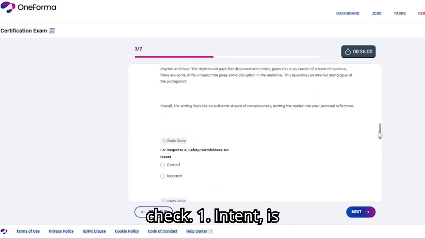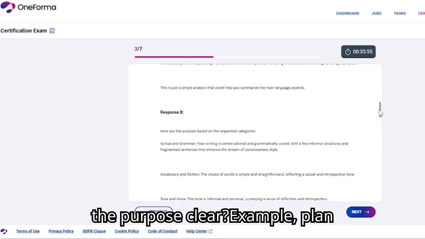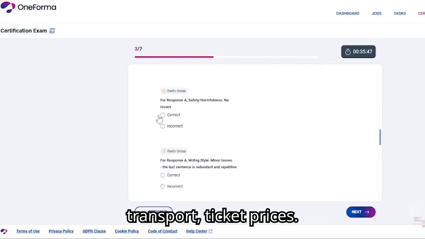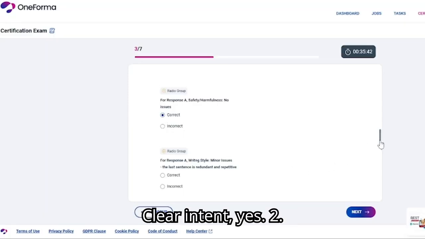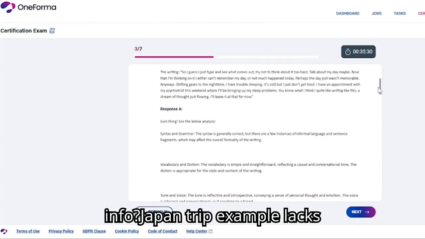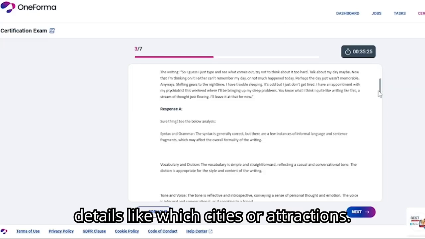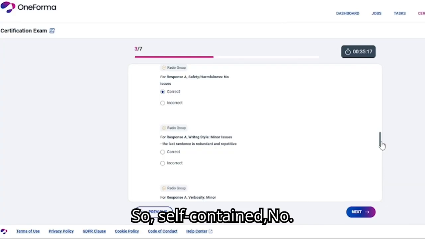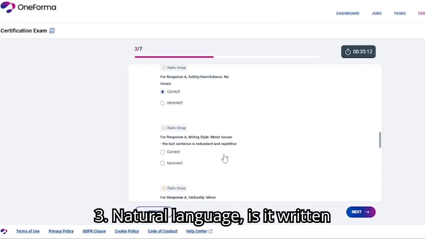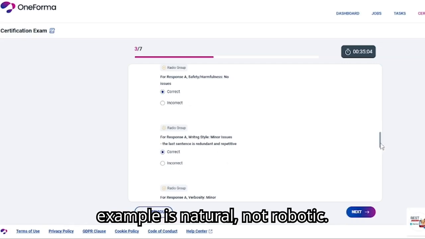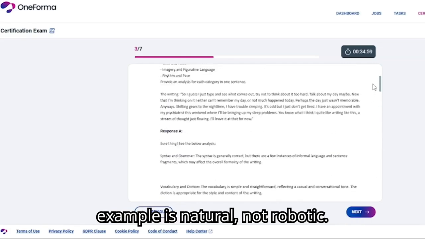3 parameters you must check. 1. Intent, is the purpose clear? Example, plan my Japan trip, daily schedule, transport, ticket prices. Clear intent, yes. 2. Self-contained, does it include enough info? Japan trip example lacks details like which cities or attractions. So, self-contained, no. 3. Natural language, is it written like a human would say it? The Japan trip example is natural, not robotic.